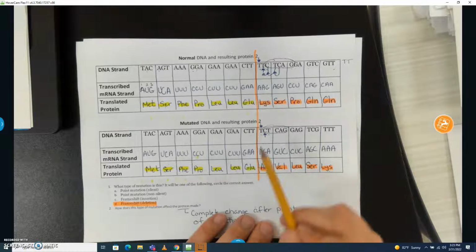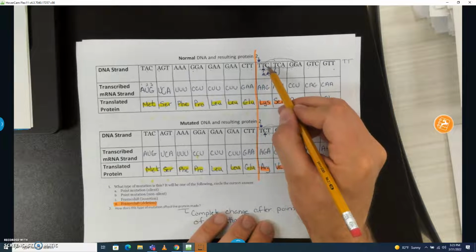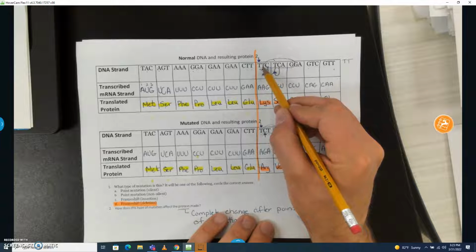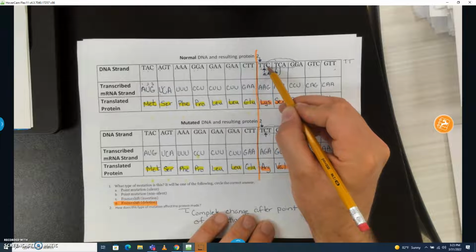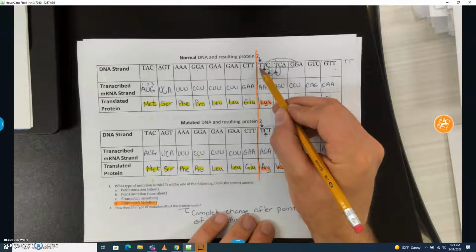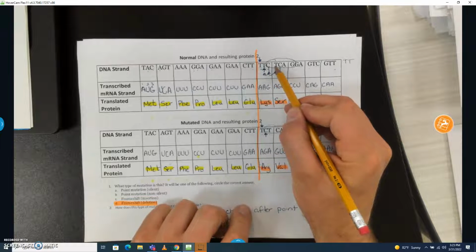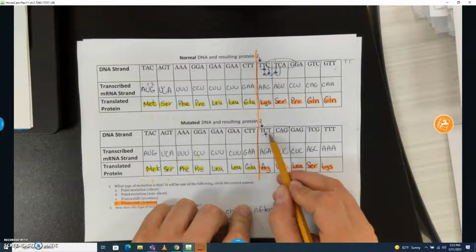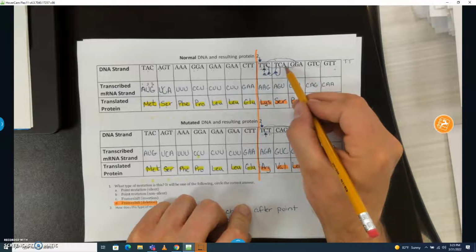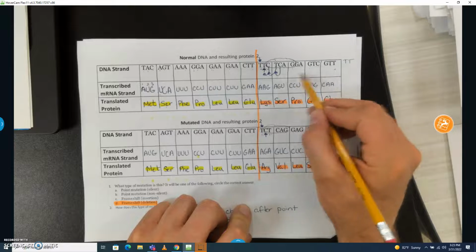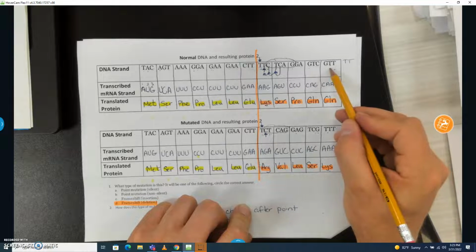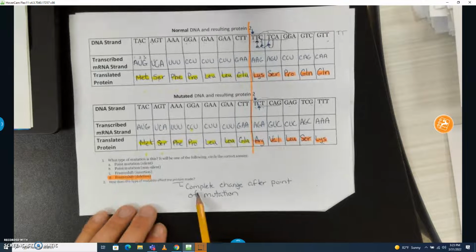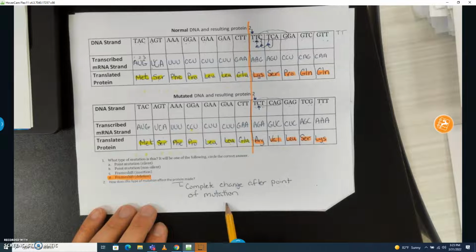When we lose a nucleotide, like if we lose this T, the C shifts back into the position that was occupied by T, and T shifts back into the position that was occupied by C. The result would be TCT, which is exactly what we have right here. The A would shift back, the C would shift back, all of these would shift back, and that does change all of these sequences from what they should be, resulting in a complete change in the protein after the point of the mutation.